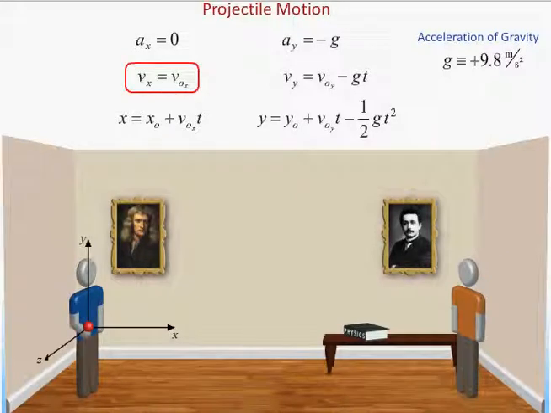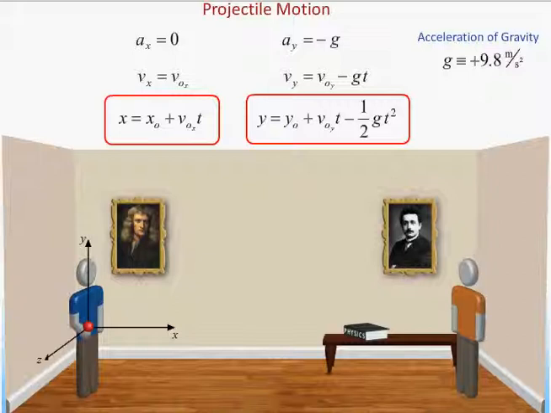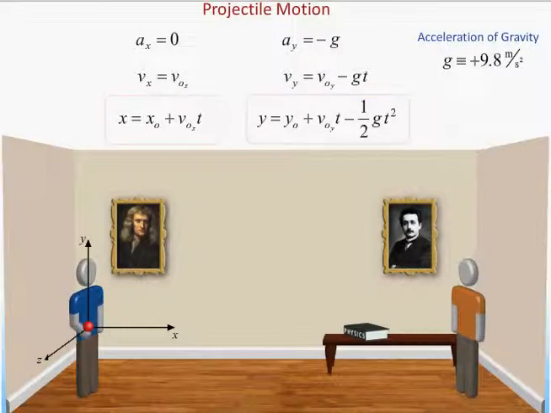Second, note that the x component of the velocity is constant. It never changes from its initial value. Last but not least, note that the equations for the x and y components of the motion are totally independent. Neither one cares about the other. We will see soon that this independence has important implications.